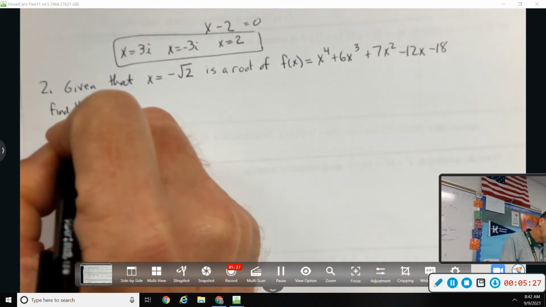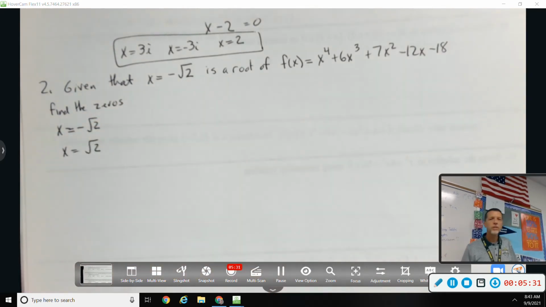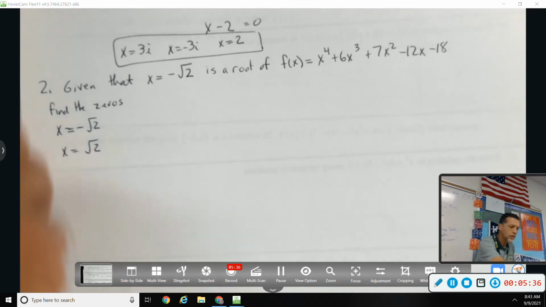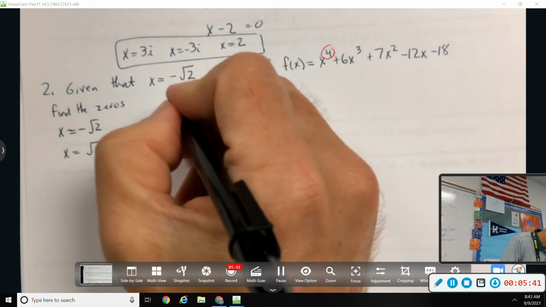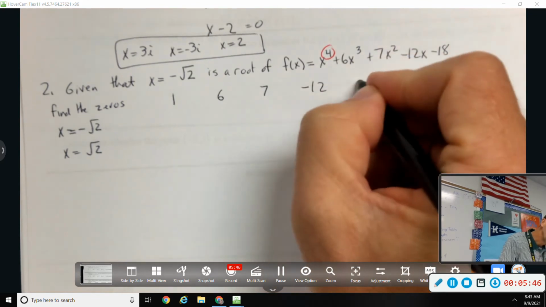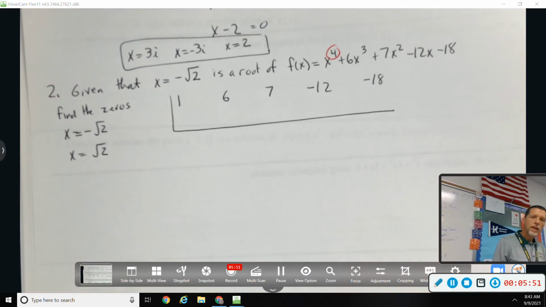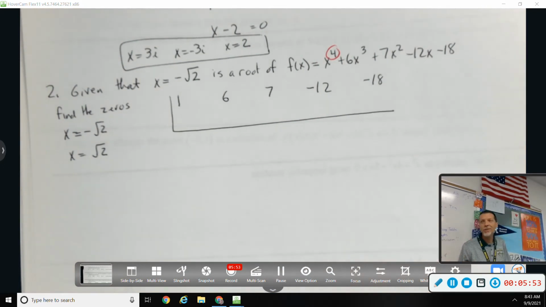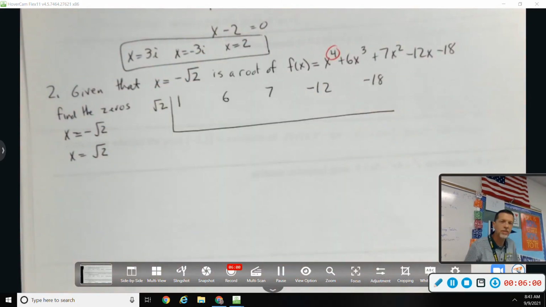1, 6, 7. We know square root 2 and negative square root of 2 are zeros. How many more zeros will there be? 2, because we have a total of 4. So again, synthetic divide, space them out so you have room to work. Do you want to use root 2 or negative root 2 first? Root 2. That's what I think as well. It's just positive, seems like it might be easier to deal with.